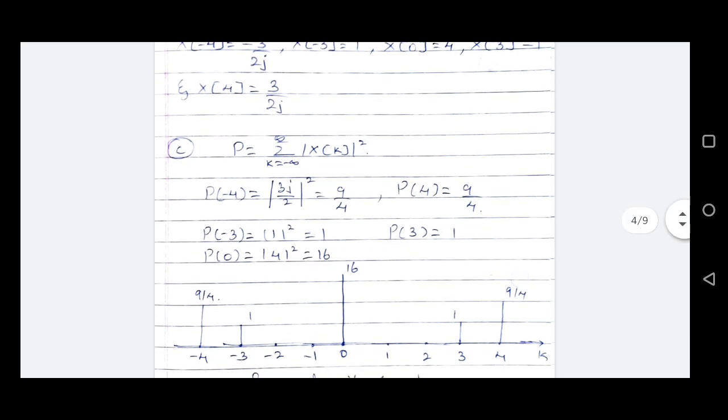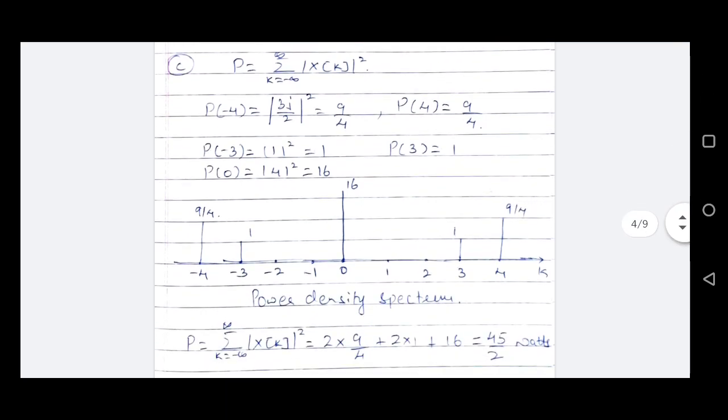For k equals 0, it is 16. For k equals plus 3 and minus 3, it is 1. And for k equals plus 4 and minus 4, it is 9 divided by 4. So this is the power density spectrum for the given continuous time periodic signal x of t.